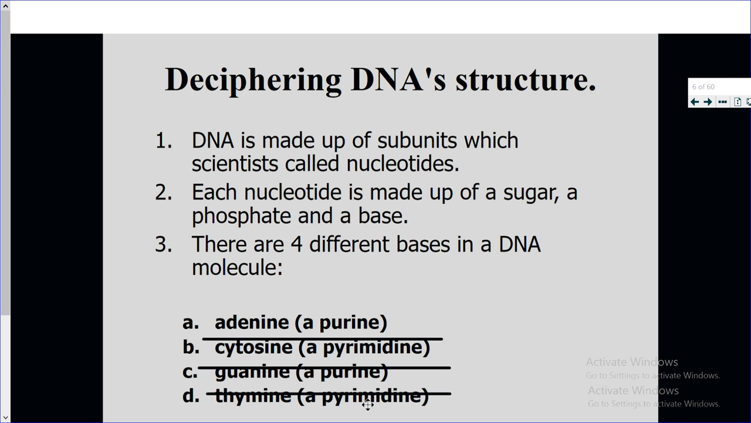So if we took out these words, we could say that a what would always go with a what? A purine will always bond with a pyrimidine. Can I move from here? Okay, I'll give you a moment.